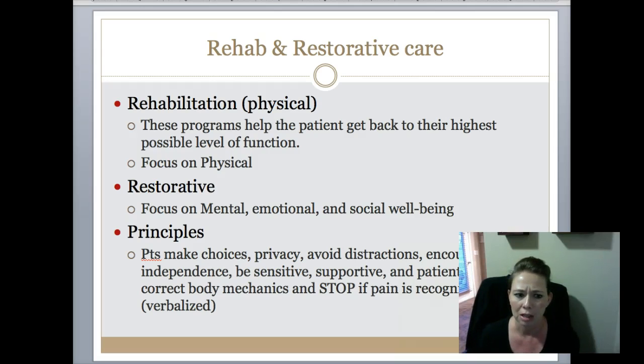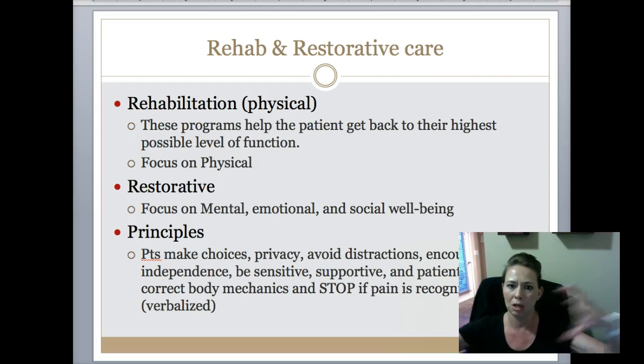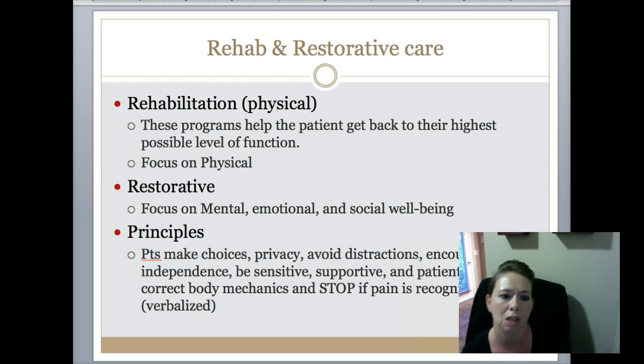Restorative care is a program that nurses and CNAs do run with help sometimes from physical and occupational therapists. We try to get input. Again, healthcare workers, we all work as a team, and we meet and try to make the patient or the client have the best possible care as possible. So restorative is focusing on the mental, emotional, social well-being of that patient.